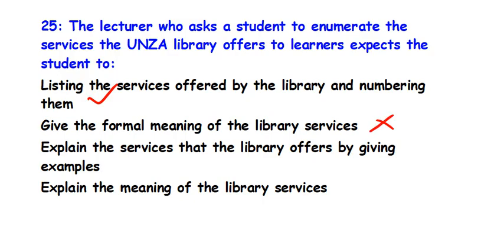Give the formal meaning of the library services. No, to enumerate is not that; you're counting actually, and you're also listing. Explain the services that the library offers by giving examples. You're not explaining, you're just listing them. Explain the meaning of the library services. No. So our answer here is the first one: listing the services offered by the library and numbering them. That is our answer.